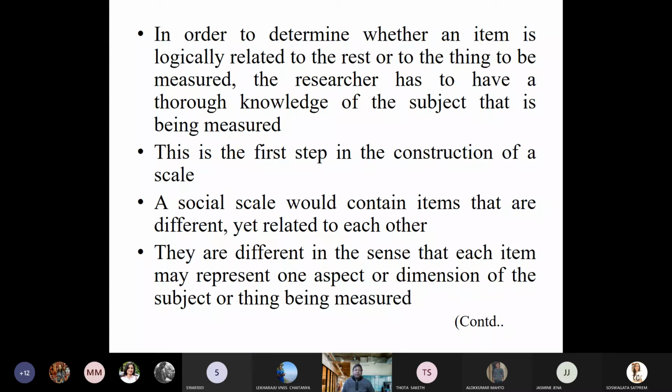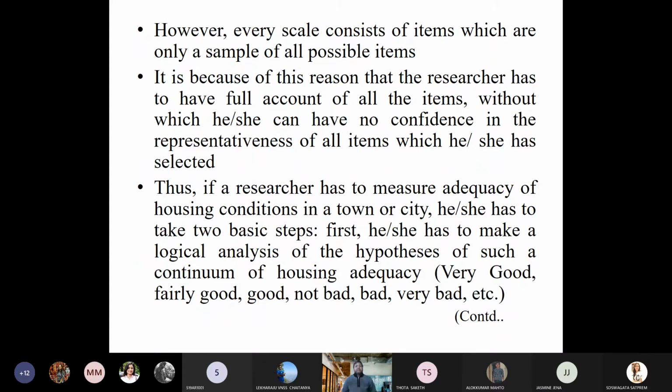However, every scale consists of items which are only a sample of all possible items. If it is not so, then the real problem will happen. It is because of this reason that the researcher has to have a full account of all the items, without which he or she can have no confidence in the representativeness of the items which he or she has to select.